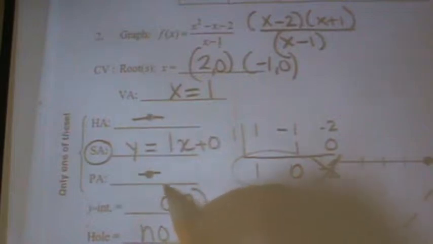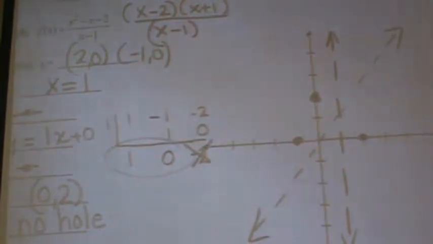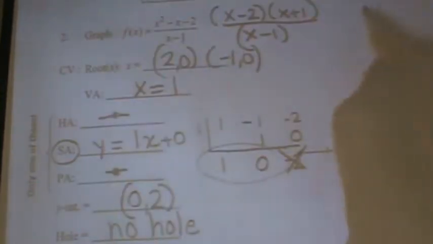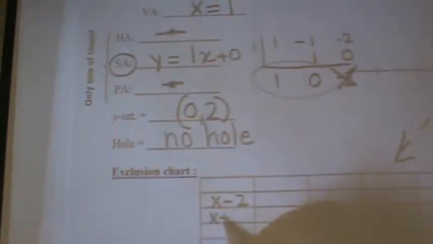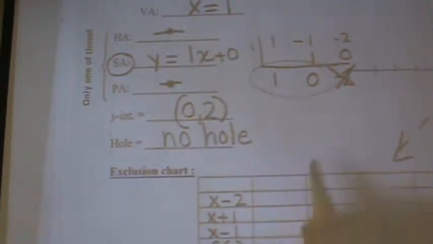Your y-intercept, you're going to set 0 for x. If I put a 0 here, a 0 here, and a 0 here, you get 0, 2. So this thing's hitting the y-axis at 0, 2. Now, the rest of it is going to be found by doing this exclusion chart. You're going to put these 3 factors here, x minus 2, x plus 1, x minus 1, and then f of x. F of x is your total.